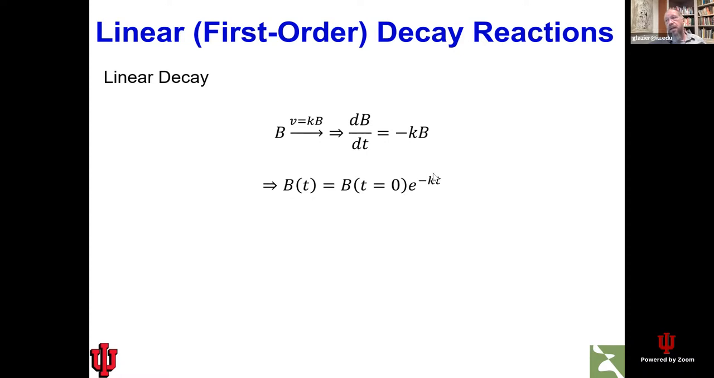Important thing here is that k now defines the time scale for decay of the chemical species. If k is large, the lifetime of the chemical is short. It has units of per time. So 1 over k is the lifetime of the species.